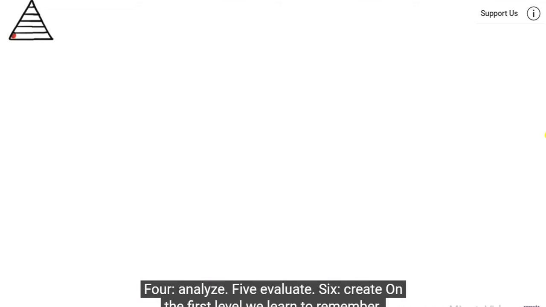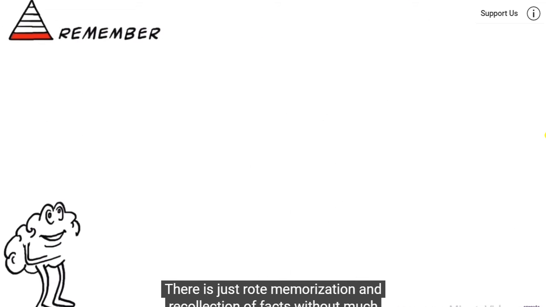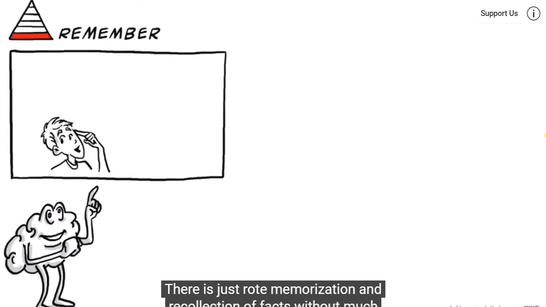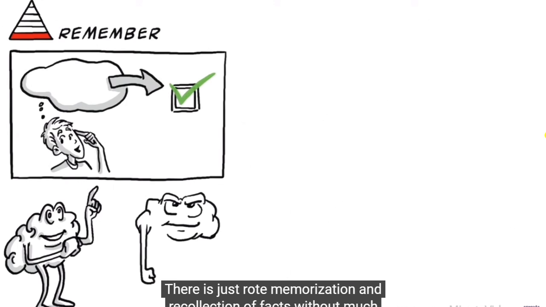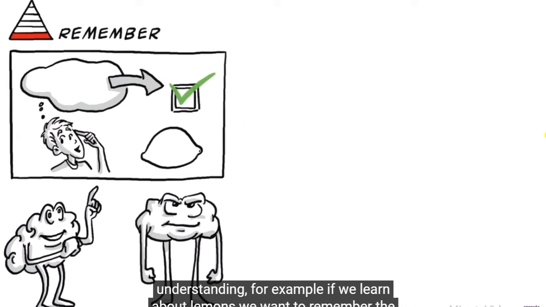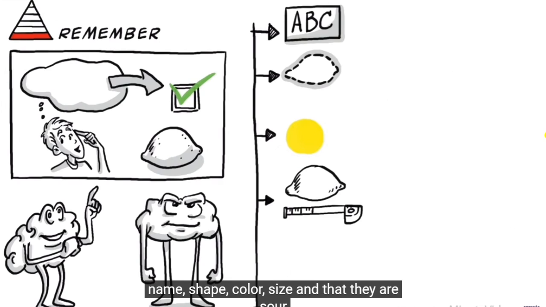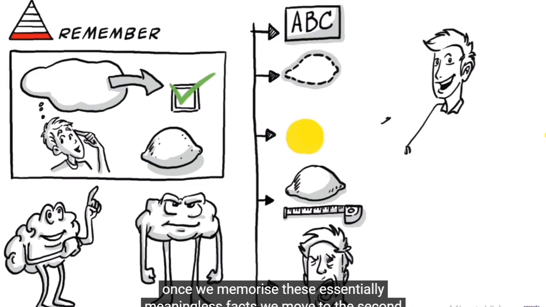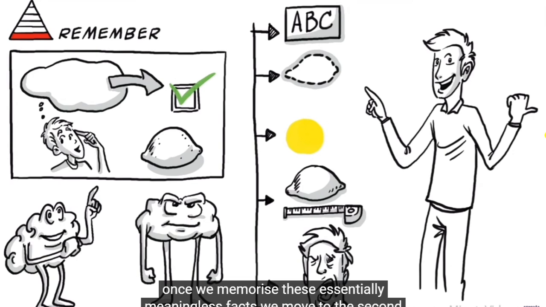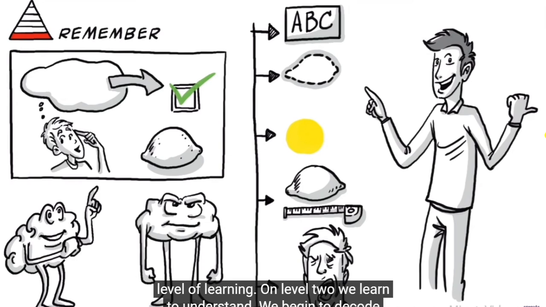On the first level, we learn to remember. There is just rote memorization and recollection of facts without much understanding. For example, if we learn about lemons, we want to remember the name, shape, color, size, and that they are sour. Once we memorize these essentially meaningless facts, we move to the second level of learning.